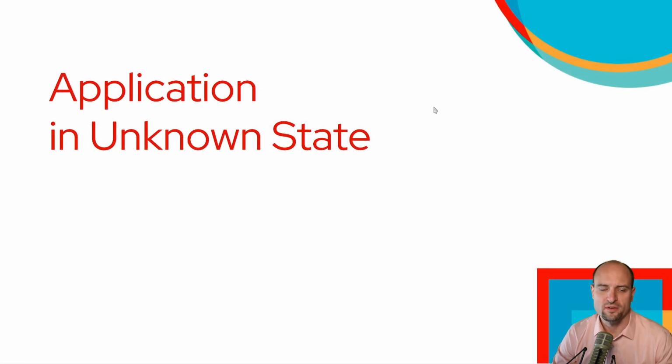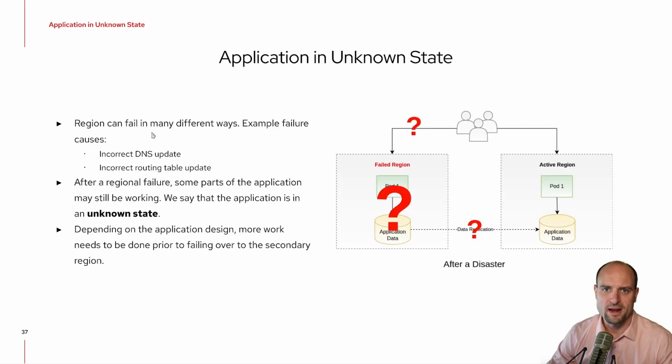In the last section of the video, I'm going to talk about applications in unknown state. I will show you how we dealt with them in our disaster recovery strategy. A region can fail in many different ways. A classic example is a disaster which was caused by an incorrect update in DNS or in the routing table.